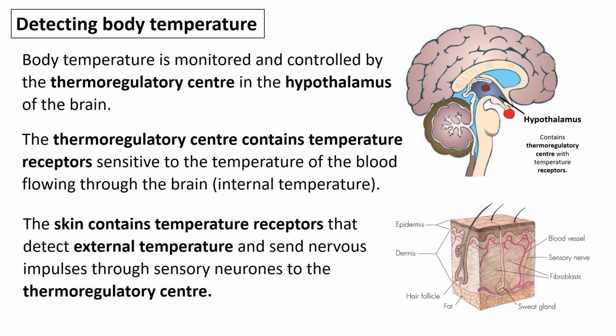Your skin also contains temperature receptors, and they're obviously going to detect the external temperature, but it's both the skin receptors and those in the thermoregulatory center that control your overall body temperature. And that's done through the sensory neurons and that communication that you learnt about as part of your combined science course.